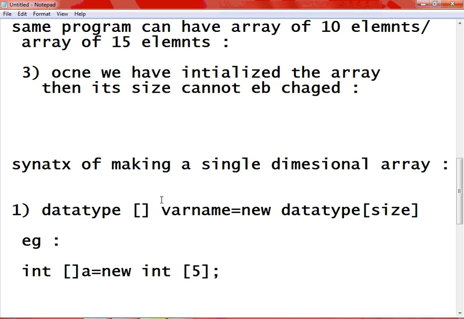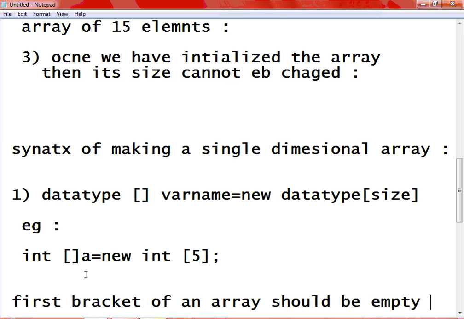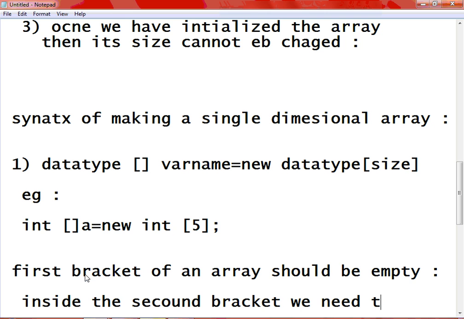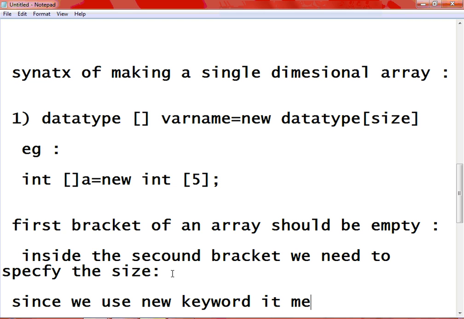Now one thing should be noticed, the first bracket should be left empty always. This specific bracket, we should not write anything inside it, right? So the first bracket of an array should be empty, while inside the second bracket we need to specify the size, using the new keyword. So it means that we are making an object, right? Since we use the new keyword, it means we are making an object.